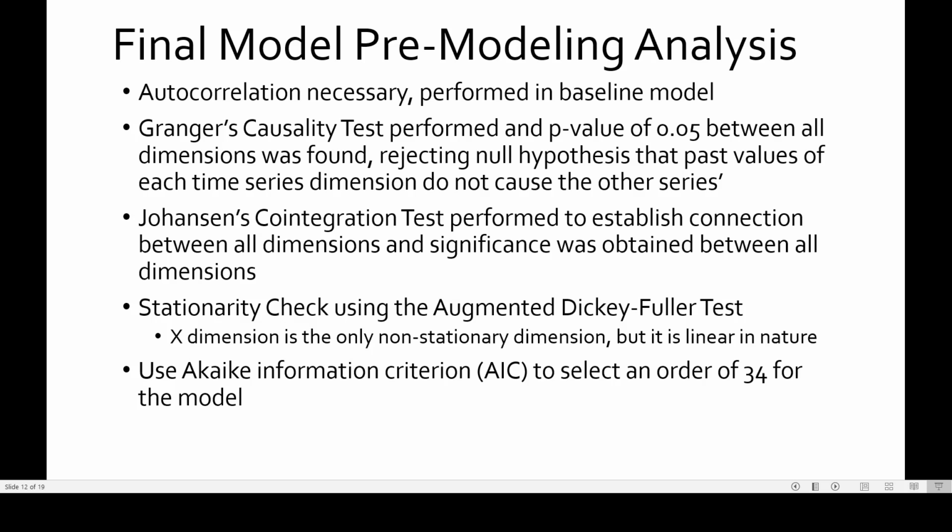Then I performed Johansen's cointegration test to establish the connection between all the dimensions, and significance was obtained between all of them. Next, I performed a stationarity check using the augmented Dickey-Fuller test, and the x dimension was the only non-stationary dimension, but it is linear in nature and should not cause problems using this model. Finally, I used the Akaike information criterion to select an order of 34 for the model, which corresponds to the number of lags that the model looks in the past. In order to get an accurate comparison, I used the same order for the autoregression model.